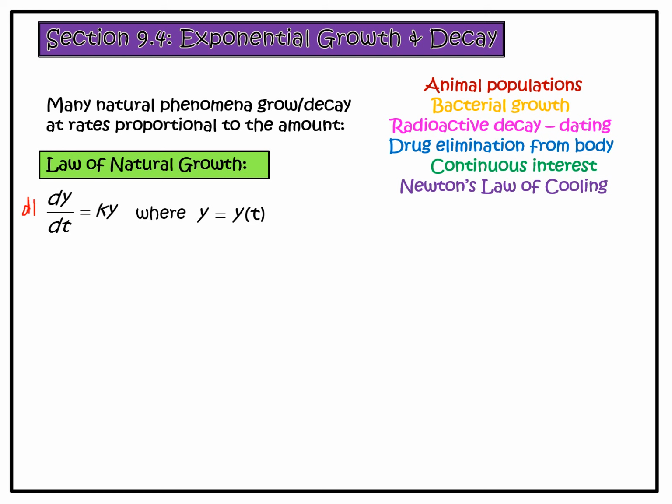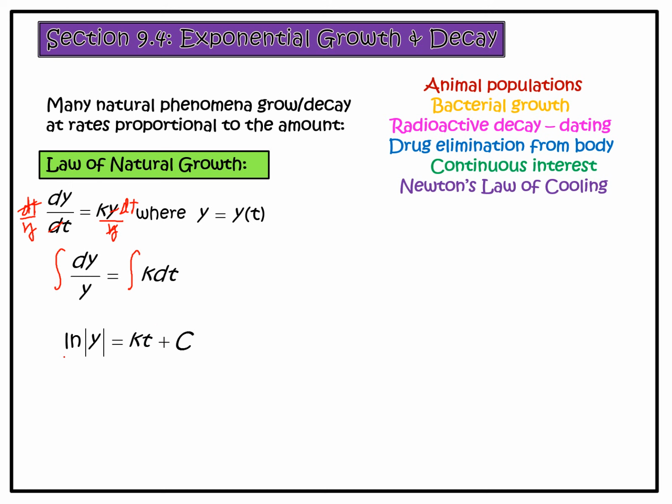So multiply by dt and divide by y on both sides. What we have left then is dy over y on the left and k dt on the right. So now our variables are separated. We can integrate both sides. The integral on the left-hand side is natural log, and the right-hand side is k times t. Don't forget your absolute values. So ln absolute value of y is kt plus your constant.